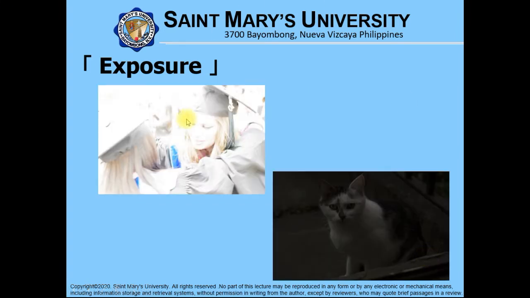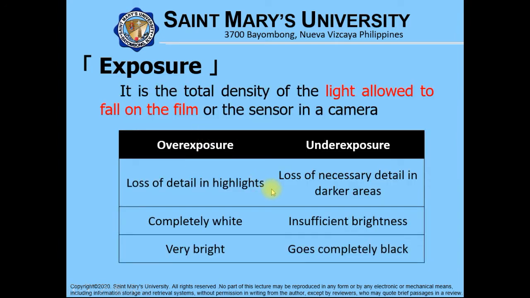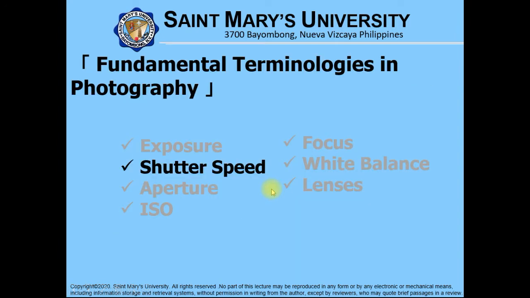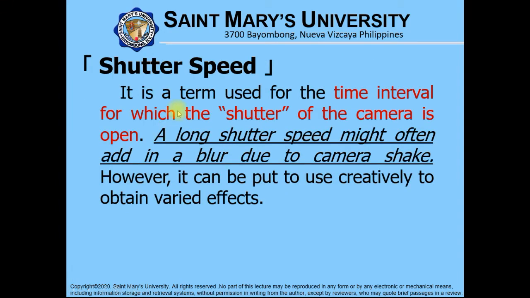As you can see here in the image, this is an example of an overexposed picture, and here is an underexposed picture. So it goes black and it goes white. You need to consider the proper exposure in your photos. The next one is shutter speed. It is a term used for the time interval for which the shutter of the camera is open.